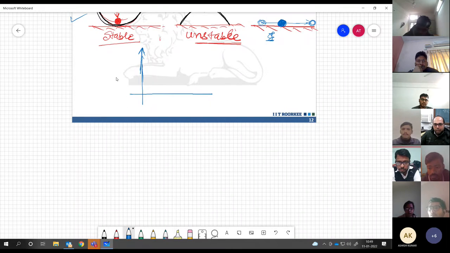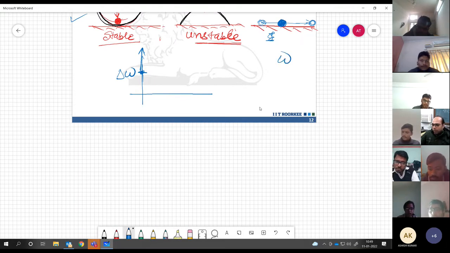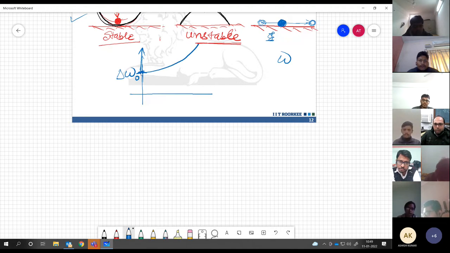Graphically, we understand. Let's say there is a disturbance of delta omega given to the system. It was running at some speed omega and I have given a disturbance equivalent to delta omega naught. Now, after giving the disturbance, will this delta omega naught keep on increasing, or will it reduce back to zero?